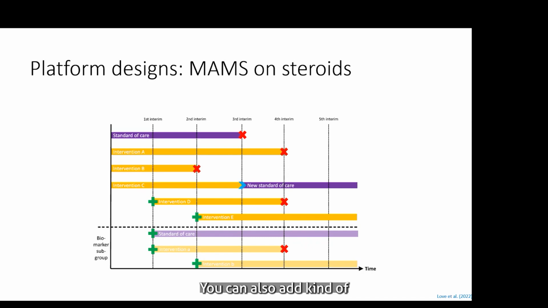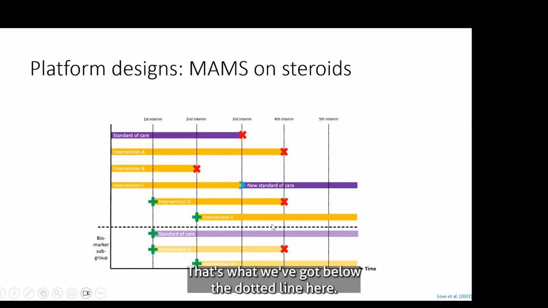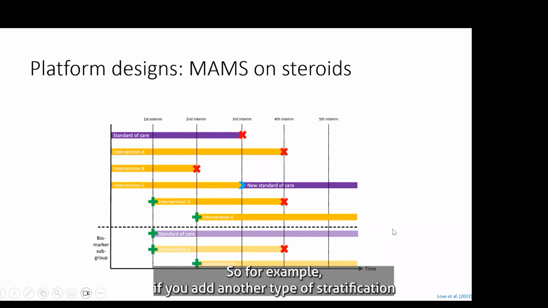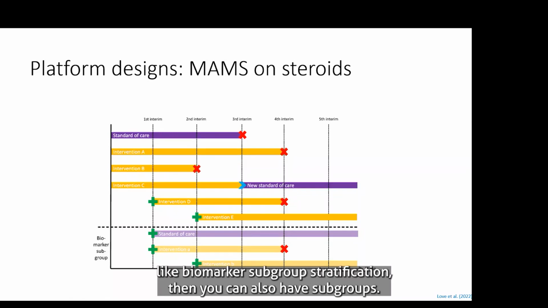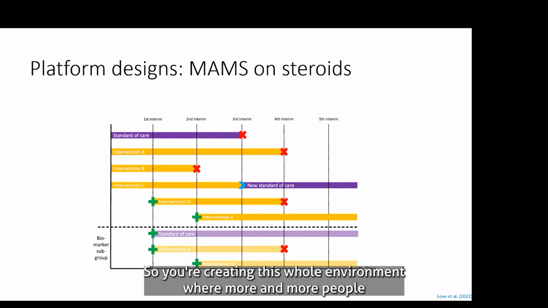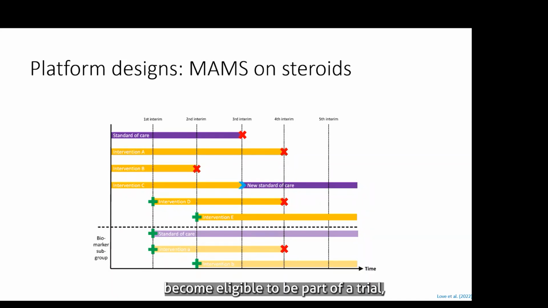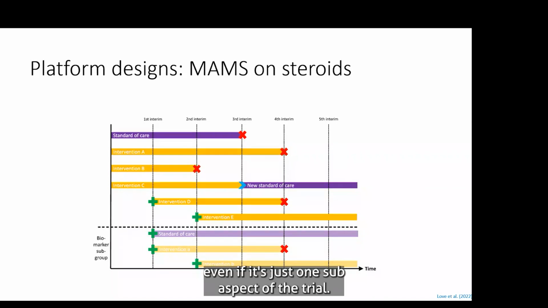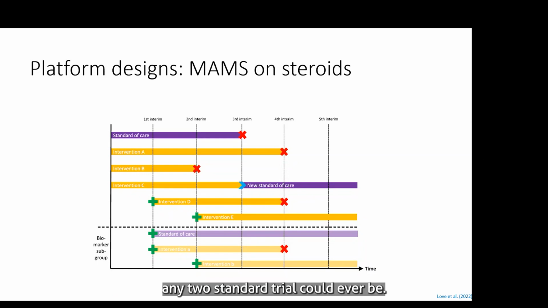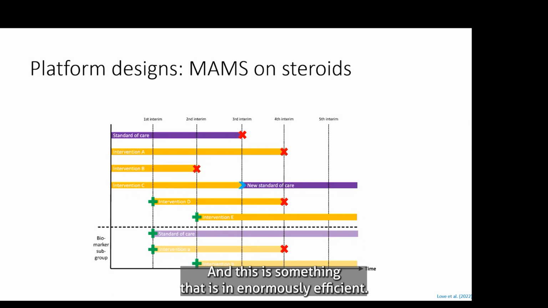You can also add kind of a second sub train station. That's what we've got below the dotted line here. So for example, if you add another type of stratification, like a biomarker subgroup stratification, then you can also have a subgroup. So you're creating this whole environment where more and more people become eligible to be part of a trial, even if it's just one sub aspect of the trial. So essentially, you're creating something that is more inclusive than any two-arm standard trial could ever be. And this is something that is enormously efficient.